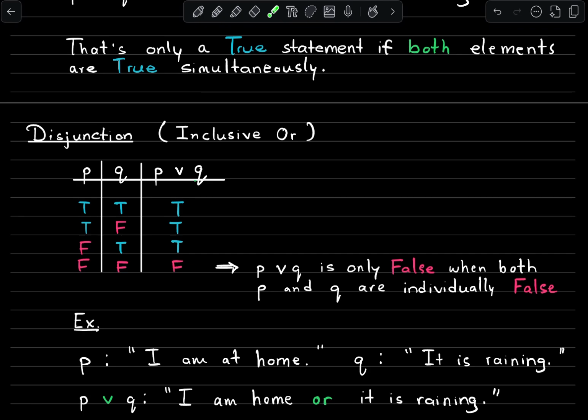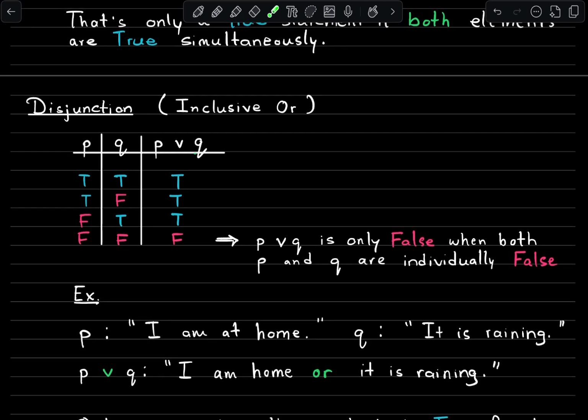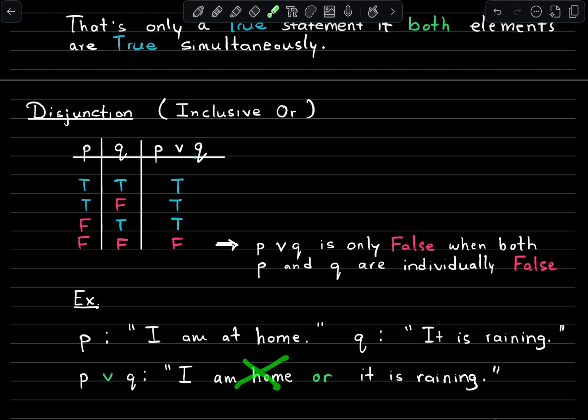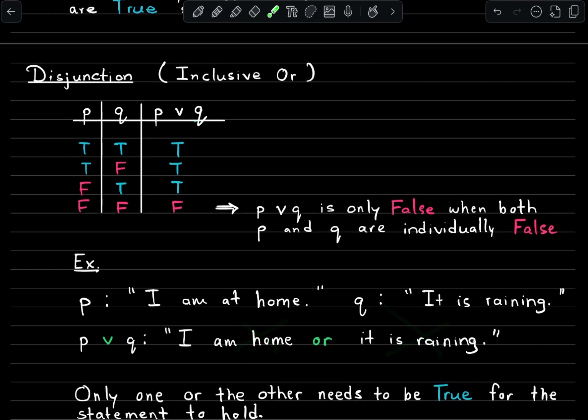So this is fine if you're home, but it's not raining. This is still a true statement. It's also fine if you're not home, but it's raining. Also still a true statement. It's fine if you're both home and it's raining. Still a true statement because you're just making the claim of or. The only time it's going to be false is if you're not home and say it's sunny outside.